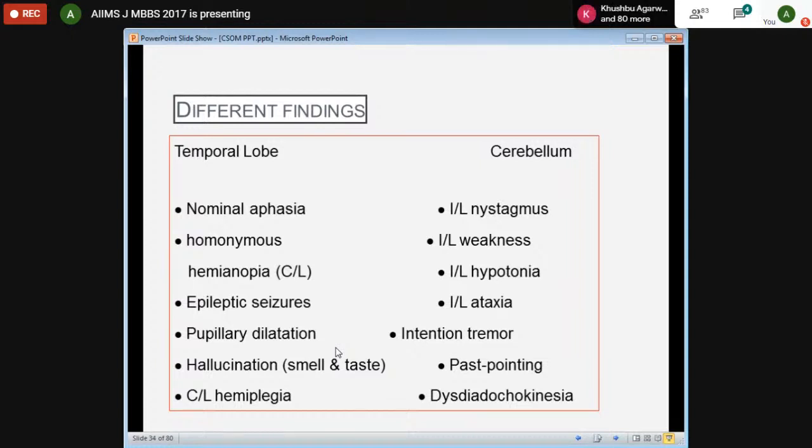So what are the findings? It all depends. If the abscess is in the temporal lobe, the patient may have nominal aphasia, homonymous hemianopia, seizures, pupillary dilatation, hallucinations, contralateral hemiplegia. In the cerebellum, there are cerebellar signs: nystagmus, weakness, and, as we all know, dysdiadochokinesia, past pointing, intention tremor, ipsilateral hypotonia, ipsilateral ataxia.